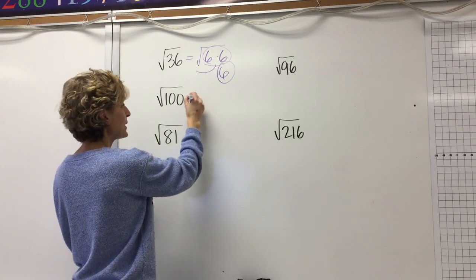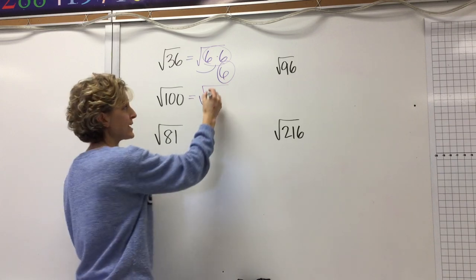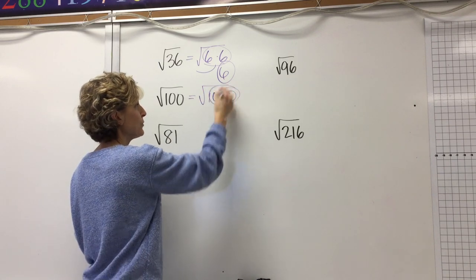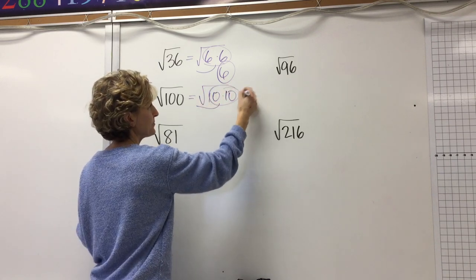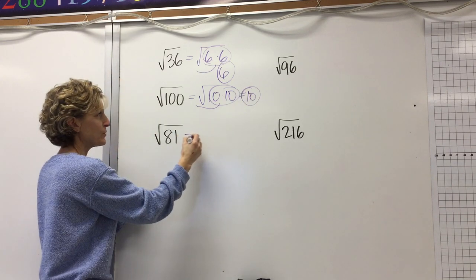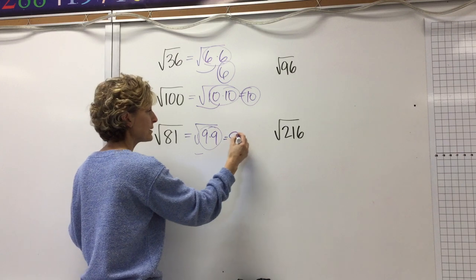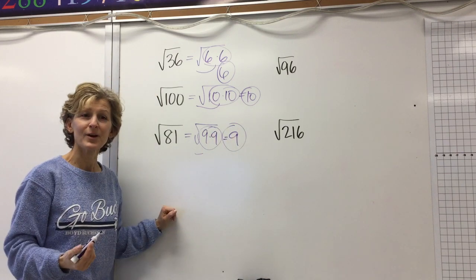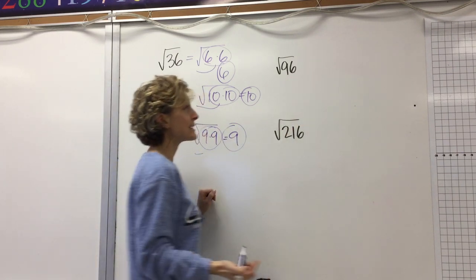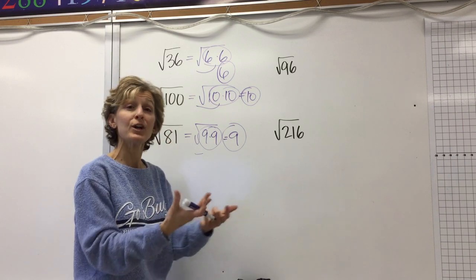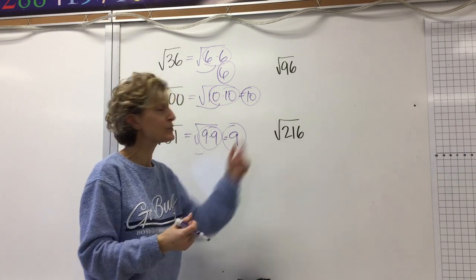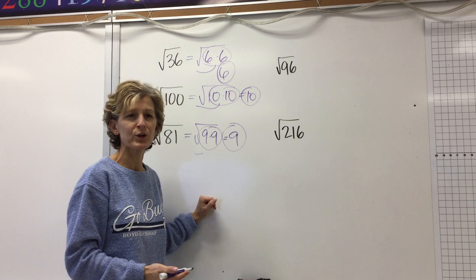So if I look at it this way, then 100 is 10 times 10, therefore it's 10. And the square root of 81 is 9 times 9, therefore it's 9. All right, but when you have something like this, that I can't think of a number times itself that gives me 96, I have a little more work to do.